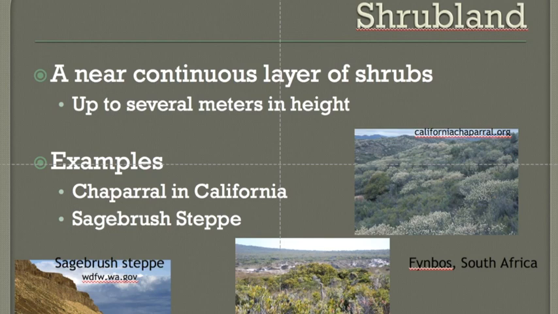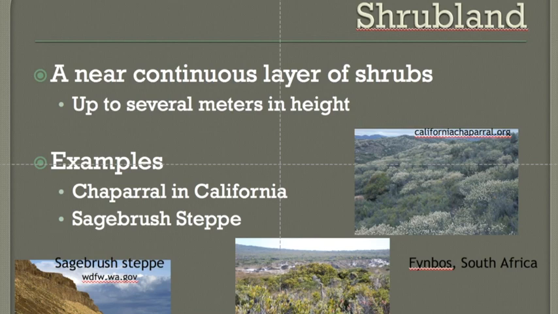All right, let's talk about shrublands. And then our next one is going to be scrublands. The difference between shrubland and scrubland is very similar to the difference between forest and woodlands. So a shrubland is a near continuous layer of shrubs that are up to several meters high. So maybe about 3 meters would be about the maximum for a shrub. But these are going to still be dominated by woody plants, just not trees. And the shrubs in these systems have a continuous layer, so they're packed tight together so that their canopies are overlapping.